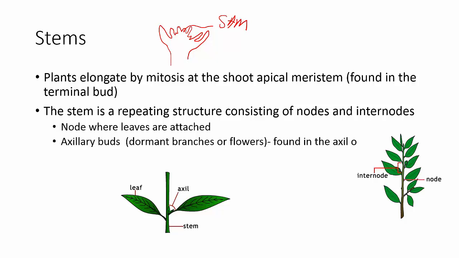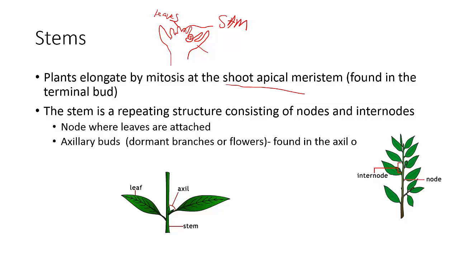And these big things I've drawn are young leaves. So the youngest leaves are near the tip of the stem. Older leaves are down here. And there's also buds in here. Buds are also shoot apical meristems. These buds on the side are just sites of mitosis that are dormant, basically. So plants elongate by mitosis at the shoot apical meristem. There's a main shoot apical meristem that's functional at the end of the branch.